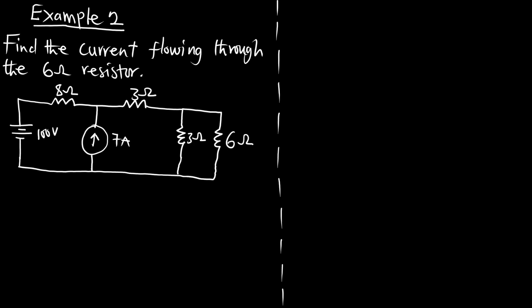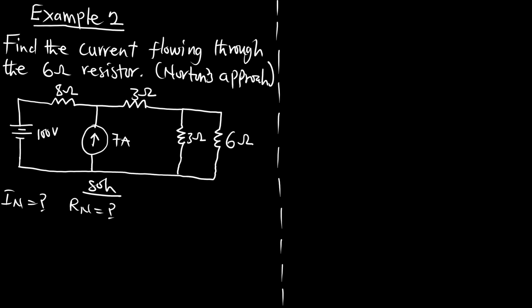So straight away we can start this. We are using Norton's theorem. So use the Norton's approach. Here we are interested in finding our IN. We are also interested in finding our RN and our RL. From the question, we have to find it in the 6 ohm resistor. So here we have our load resistor given.